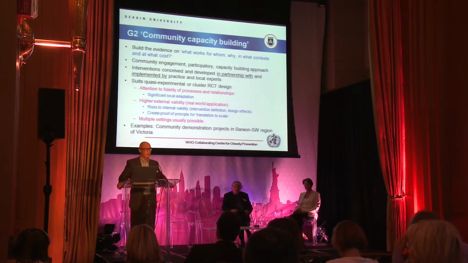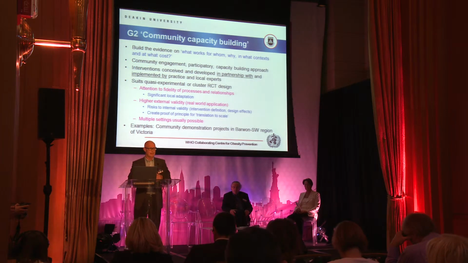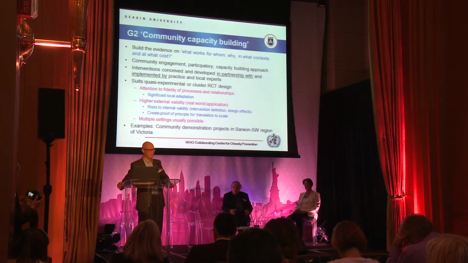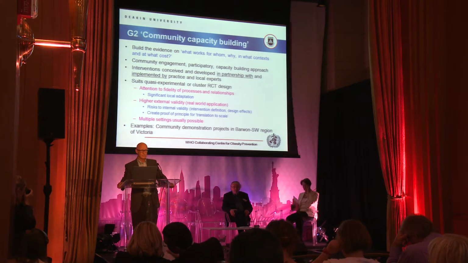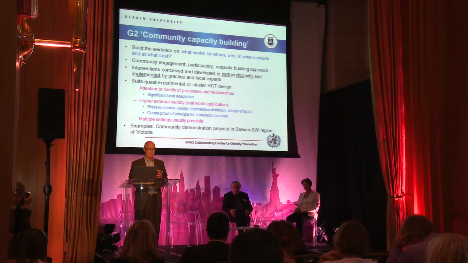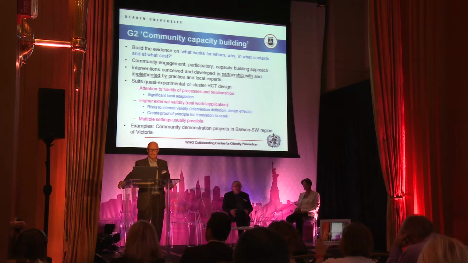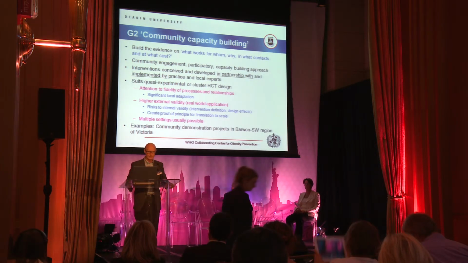Generation 2 studies take a more complex view of it. The question is now not, does this package work? It's a more nuanced question saying what works for whom, why, in what context, and at what cost. So there is an increase in complexity of the question, and an increase in complexity of delivering these programs, and they are now engaged with the community, in partnership with the community, implemented by the practice and local experts, not implemented by any people from the university. It does suit sometimes a randomised controlled trial, more often a quasi-experimental trial, and now we're getting some payoff between greater external validity, so in other words, much closer to real-world application, but that creates some risks of internal validity. So examples of that are the studies that we've been doing in Victoria in the last few years.